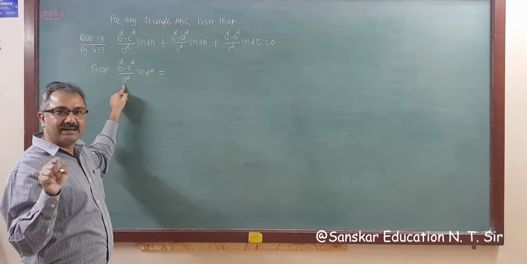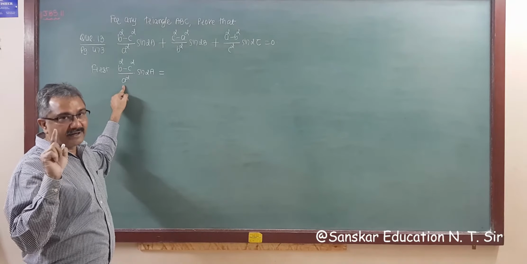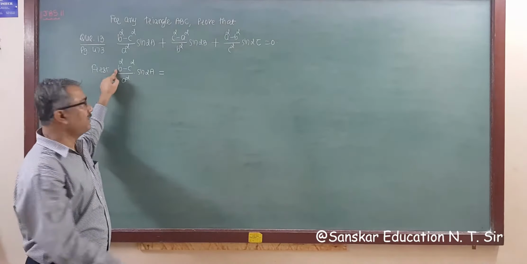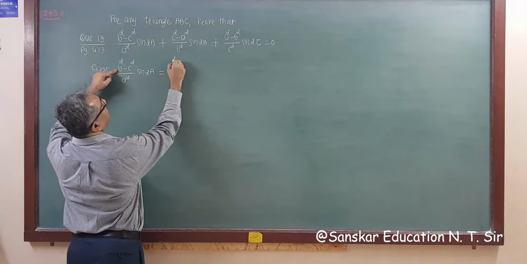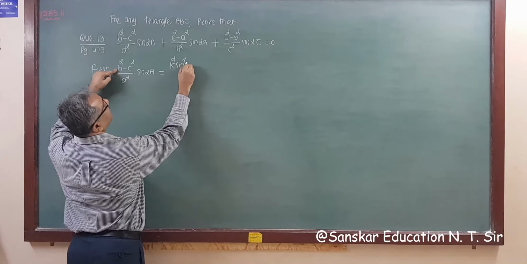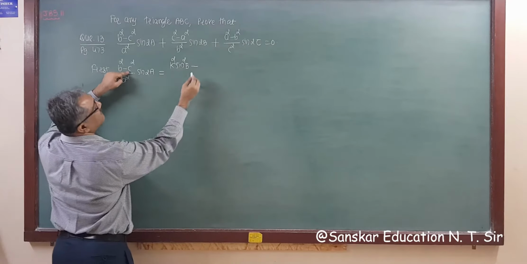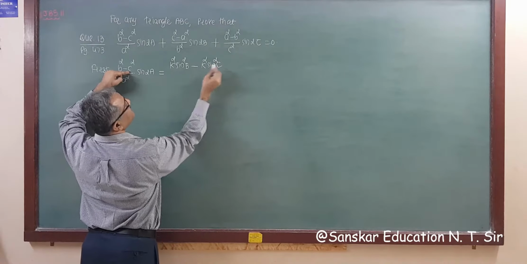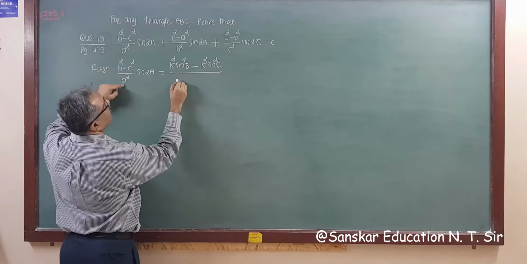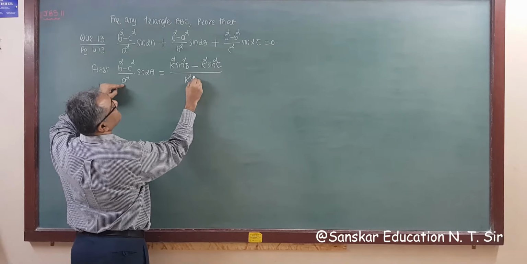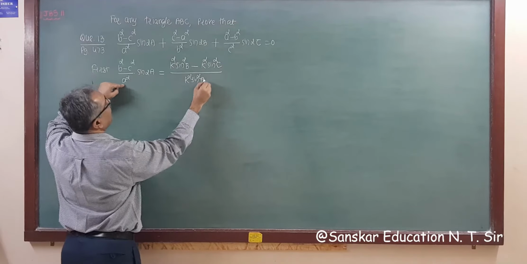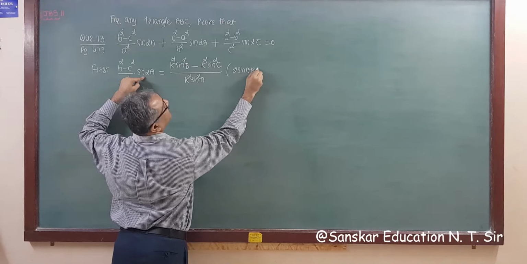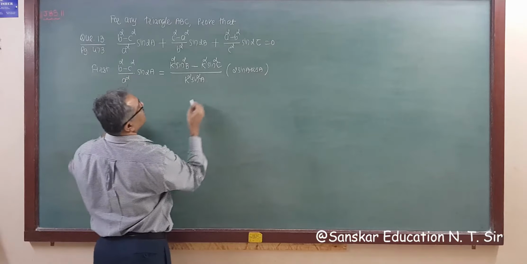So similarly, example, right? Never expect spoon feeding. Okay, so b is k sine b, so this is k square sine square b minus this is k square sine square c, whole upon k square sine square a, and sine 2a is 2 sine a cos a.